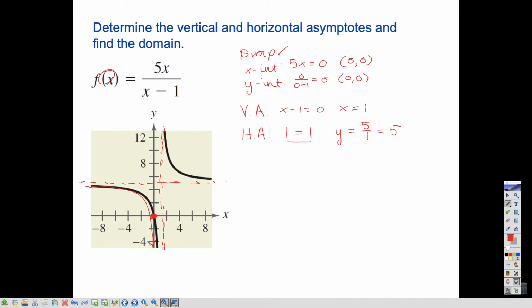Now I need another chunk. Can it be here? No, because this is a function, correct? It can't be here because it wouldn't pass the vertical line test, would it? So it can't be here. Can it be over here?